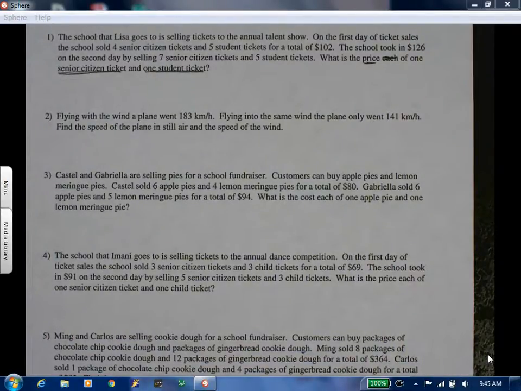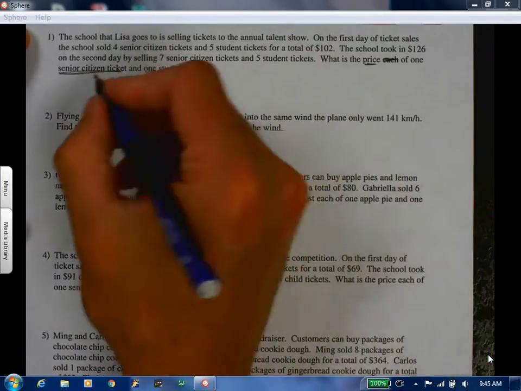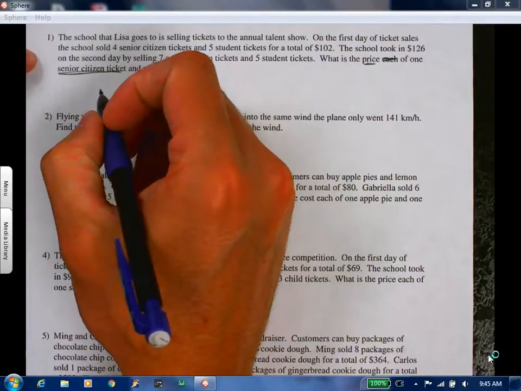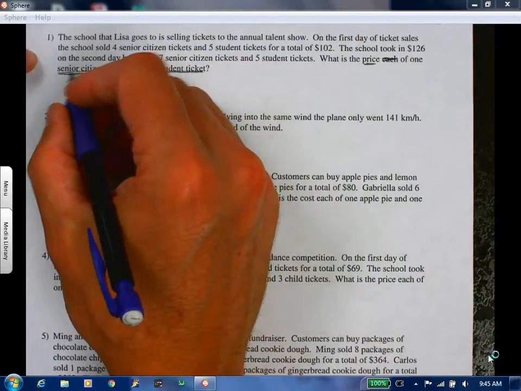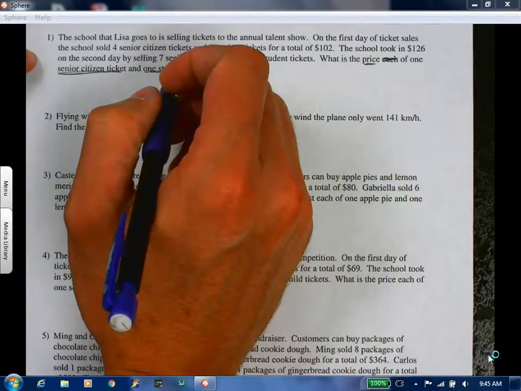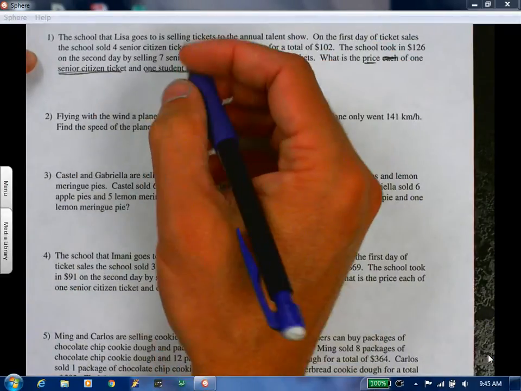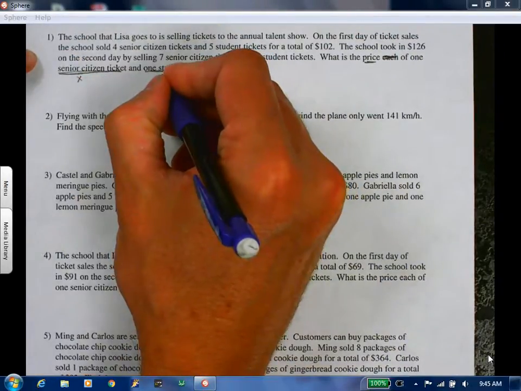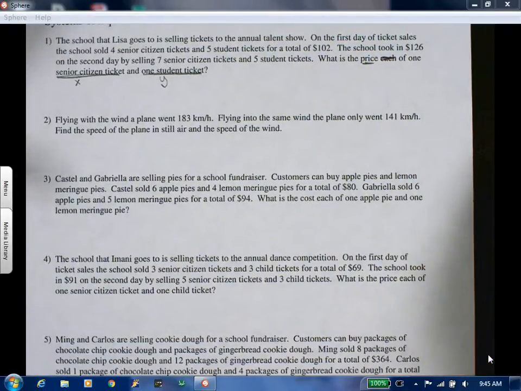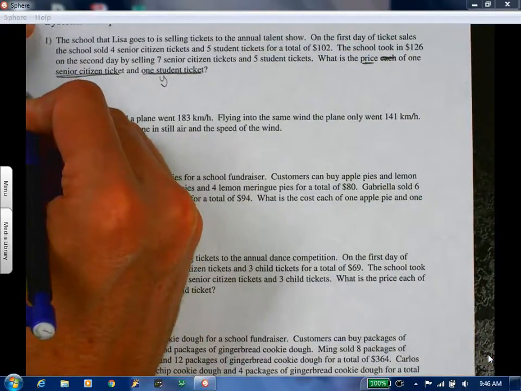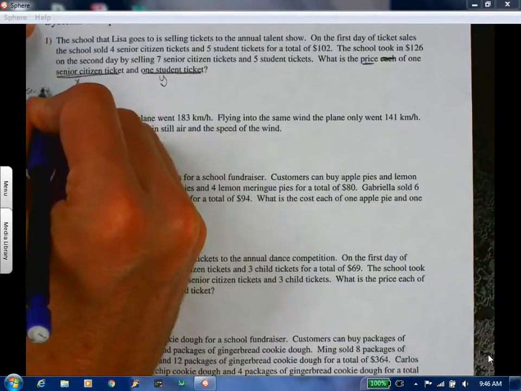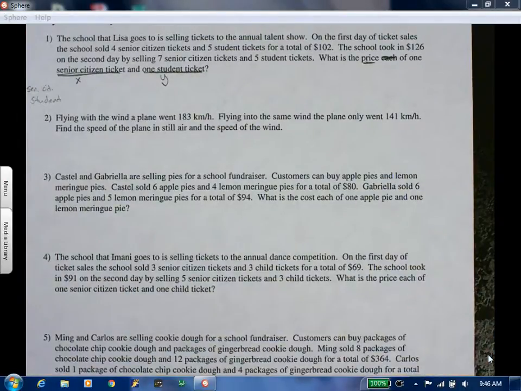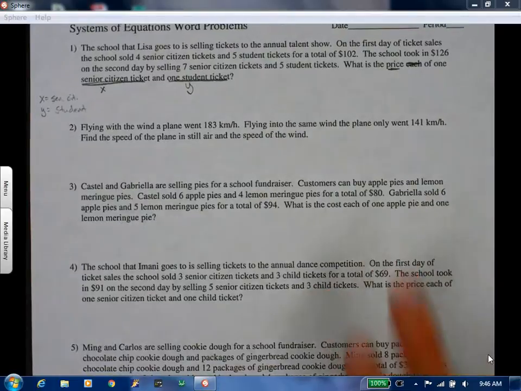Okay, so we need to label our variables. Do you want to use X and Y, or do you want to use S for senior and T for student or something like that? X and Y, it doesn't matter. I'm going to say X is senior citizen ticket, Y is a student ticket. Or you can write it on the side, X equals senior citizen, Y equals student, so you can check back and reference real easy. You can also use letters that represent those things.